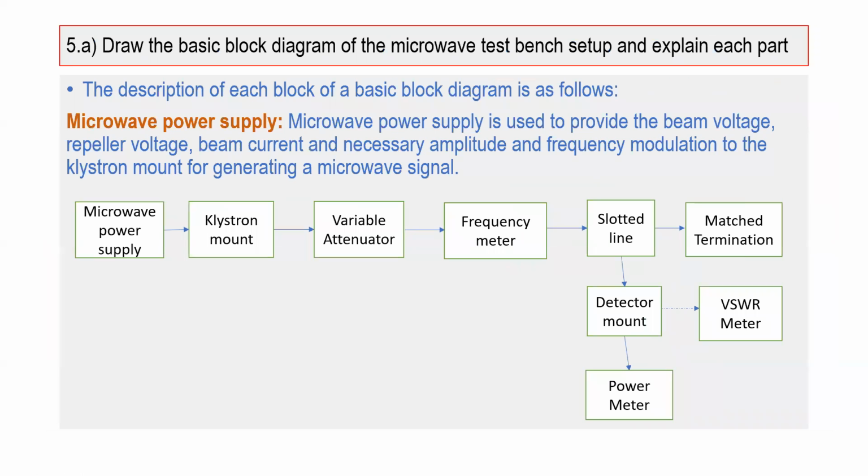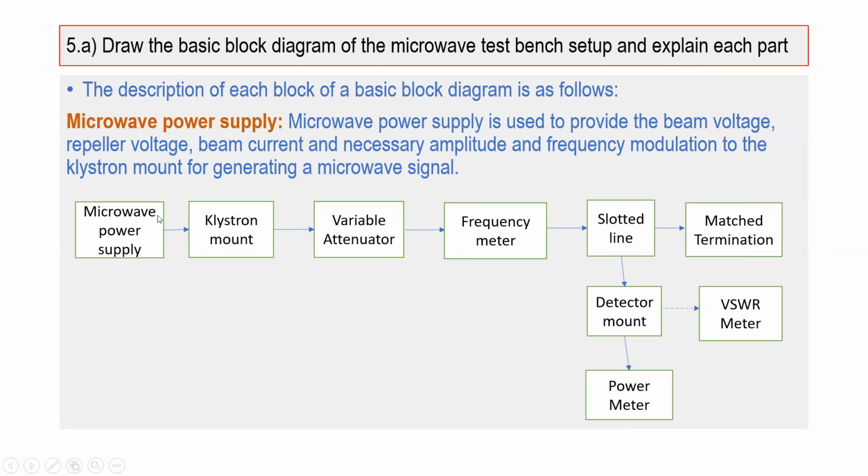Now coming to the other question, that is 5A. In 5A, I have asked about drawing the basic block diagram of the microwave test bench setup and explaining each part of it. Coming to the basic block diagram, the description of each block is as follows. Here in the block diagram, you can observe there are different blocks which are useful in order to make a successful microwave test bench setup.